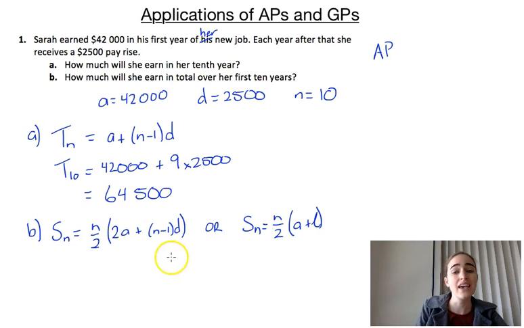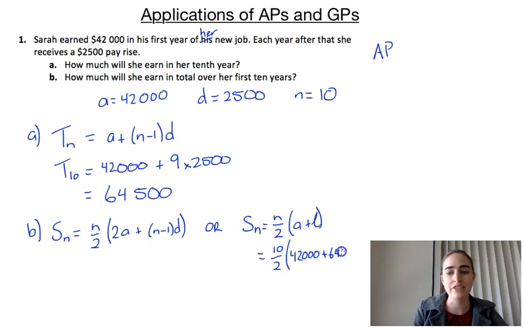In this case, we have enough information to use either of those formulas because we know that in the 10th year, she'll earn this much money, so we know what that l term is. I'm going to use this one because it's a little bit shorter and neater. So we're going to have 10/2 outside of our 42,000, which is our initial amount, plus our 64,500. And that's going to give us $532,500. So that's the total amount she's earning over those first 10 years.